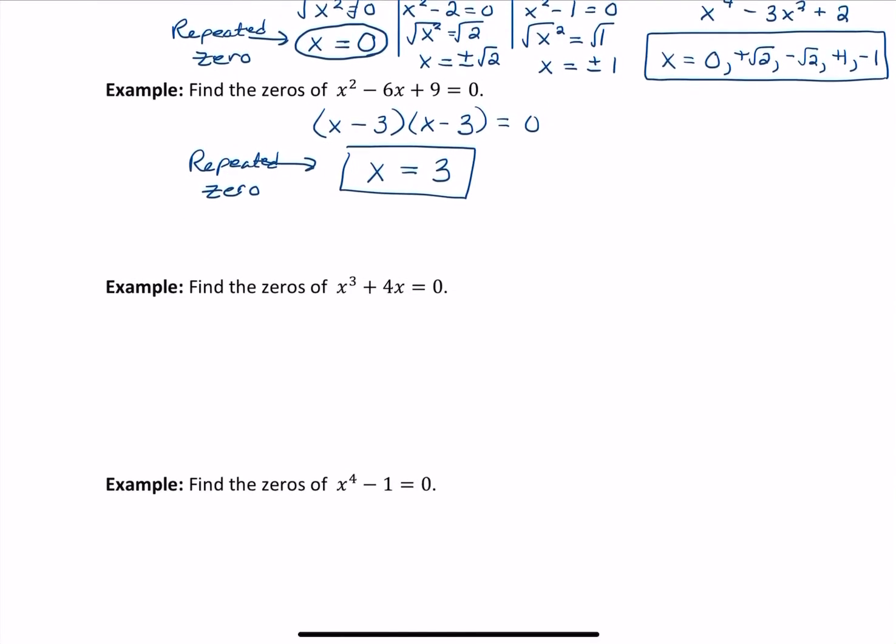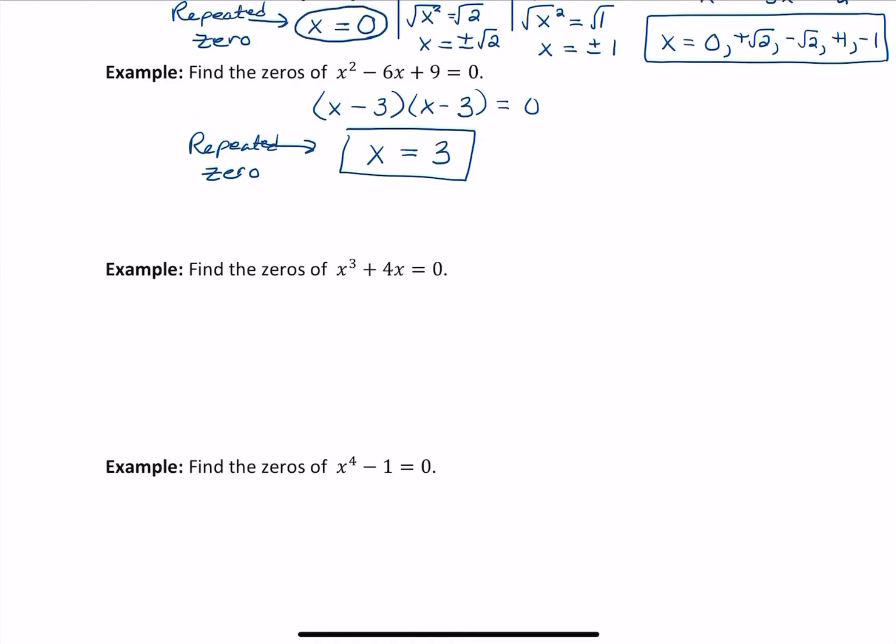Okay, the next example, again, we have a common factor of x because our last term has an x in it too. So I'm going to start by pulling out x, which will leave me x squared plus 4. And then I'm going to set each of those equal to 0. So I've got x equals 0, and then I've got x squared plus 4 equals 0.